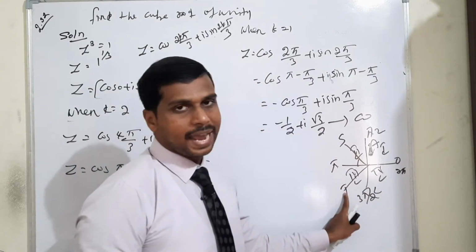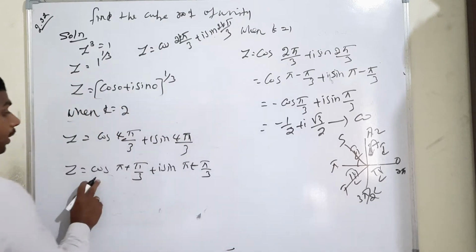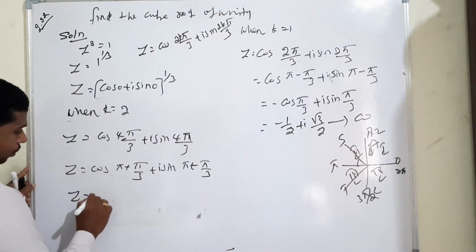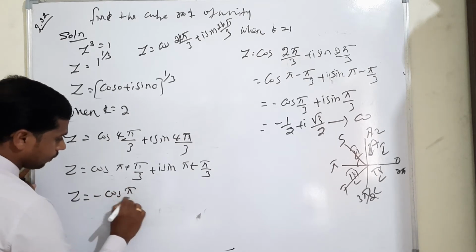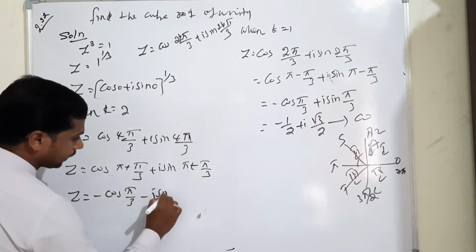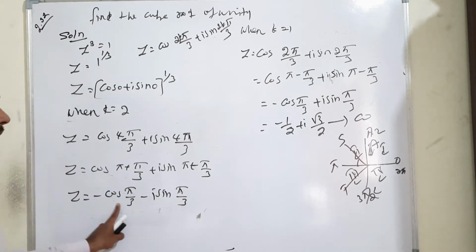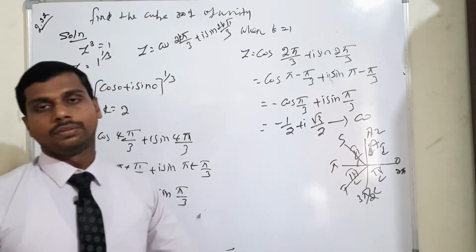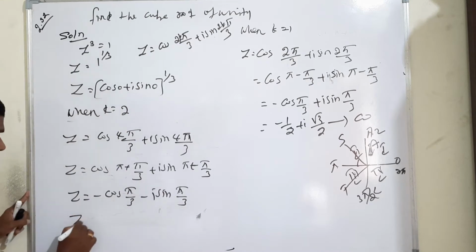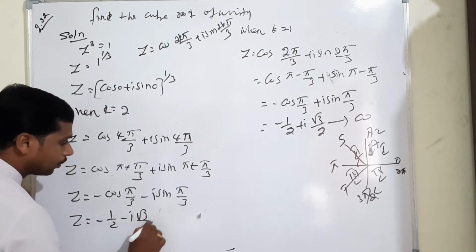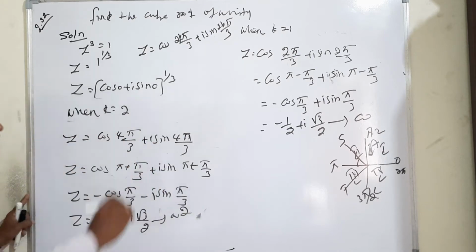Third quadrant means only tan is positive. Here both the terms, cos and sin, will change sign, isn't it? So minus cos pi by 3, again minus I sin pi by 3. Already you know cos 60 value will be 1 by 2, sin 60 value will be root 3 by 2. So therefore Z is equal to minus 1 by 2 minus I root 3 by 2. This is considered for omega square.